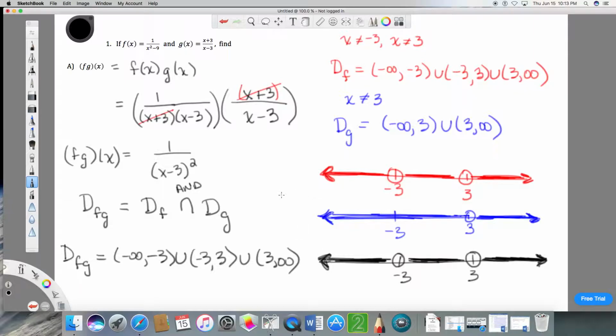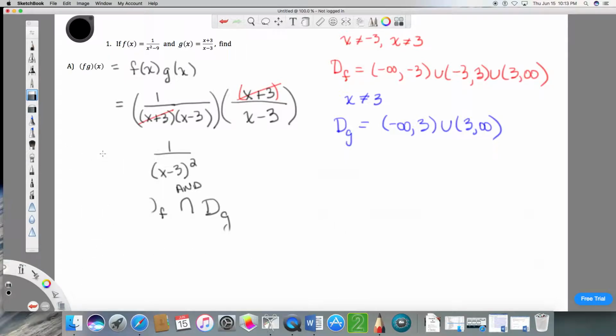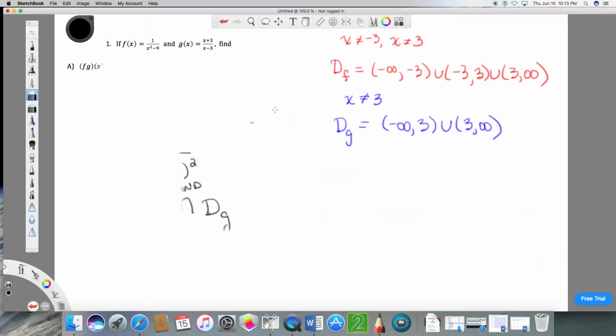So let's erase this, part of it anyway. And let's find the expression for F over G, and then also find its domain. All right.